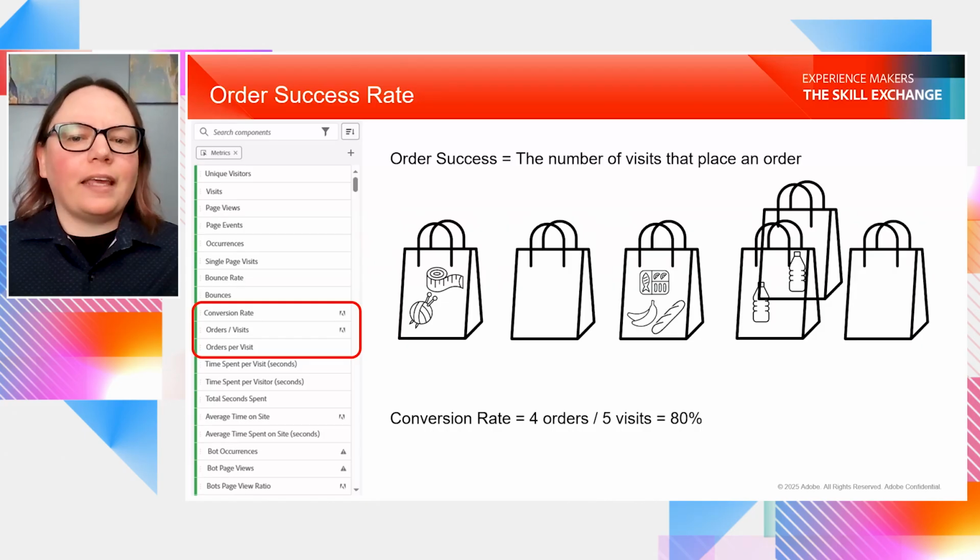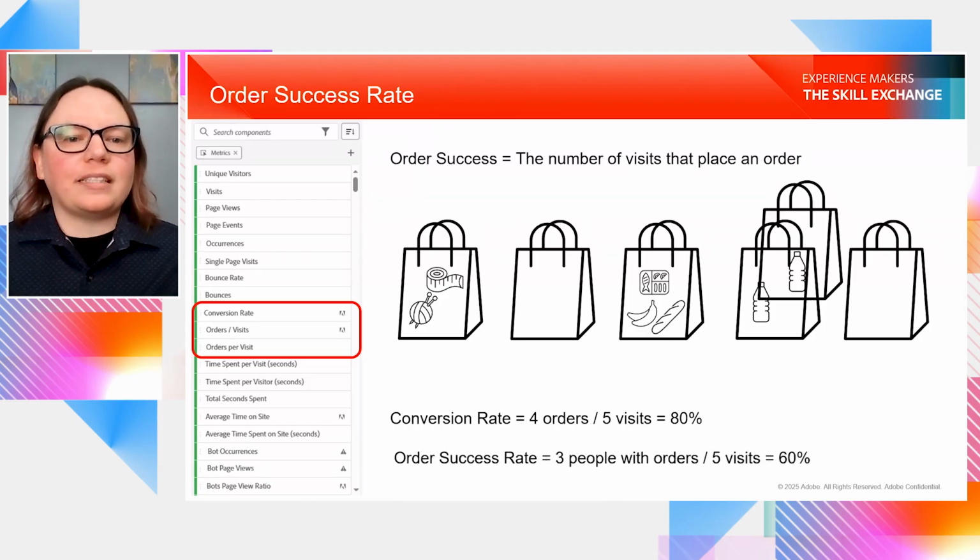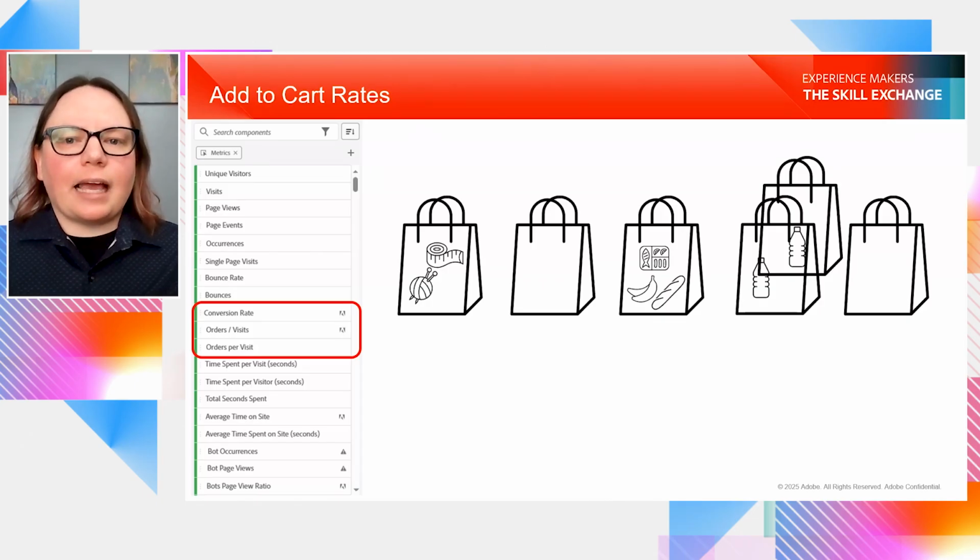Order success, on the other hand, doesn't count the number of orders, it counts the number of visits with an order. So for customer number 4, instead of counting 2 orders, we count 1 visit. So now our calculation is 3 visits with orders divided by 5 visits gives us an order success rate of 60%. Let's look at a second example.